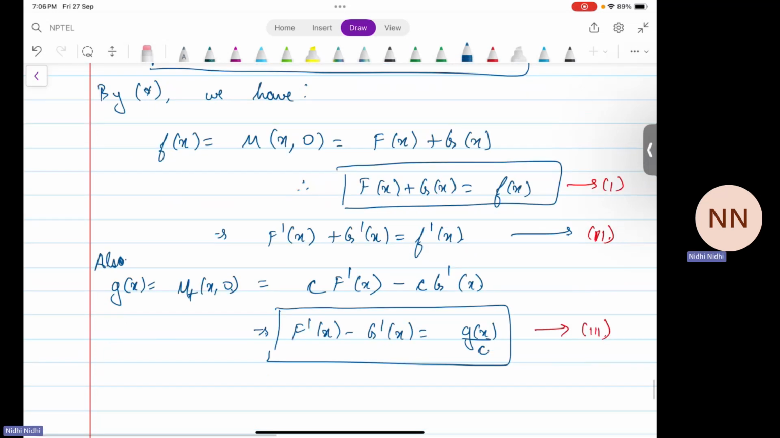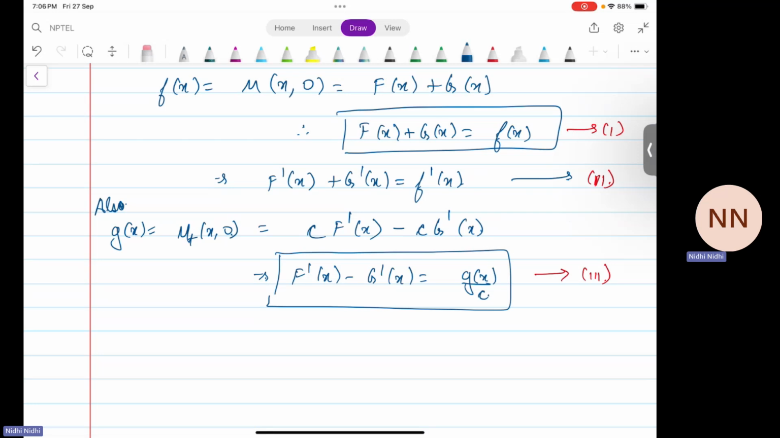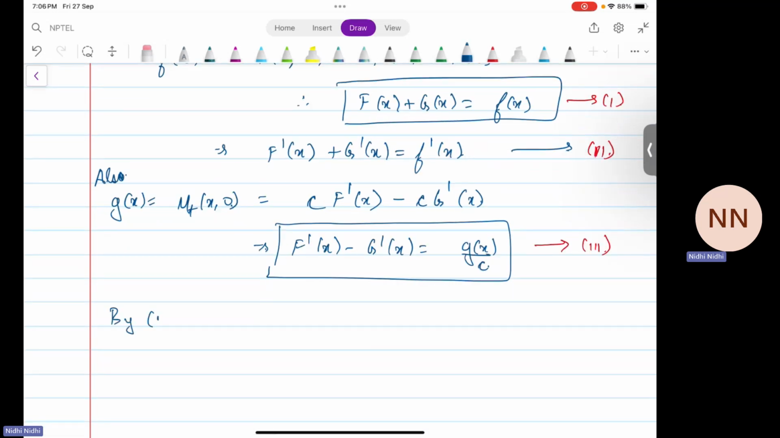So we can see that second and third are two linear equations in f dash and g dash. We can directly solve them by the basic elimination method. By second and third, by adding equations second and third, we will get 2 F dash x equal to f dash x plus g of x by c, that is, F dash x equal to f dash x by 2 plus g of x by 2c.